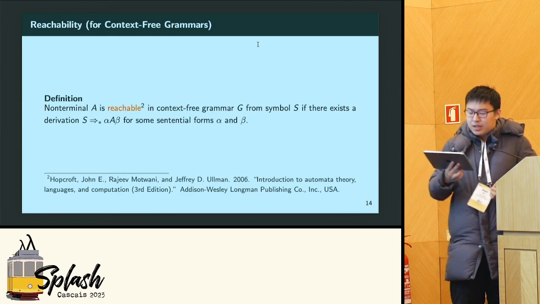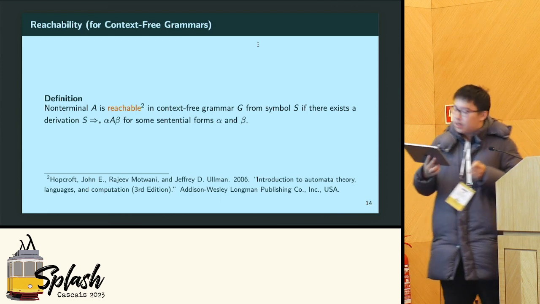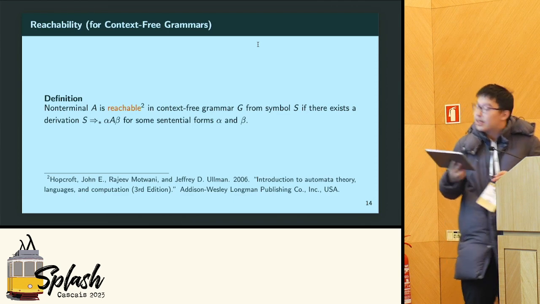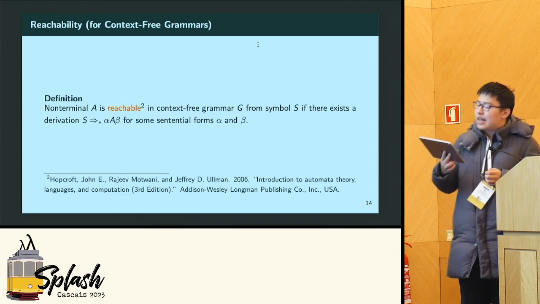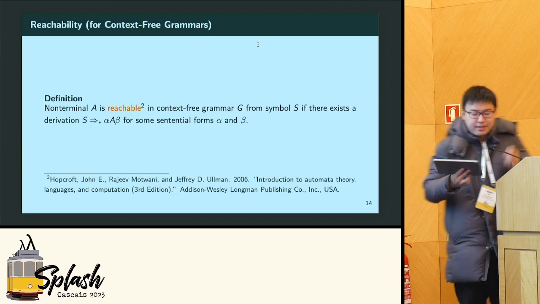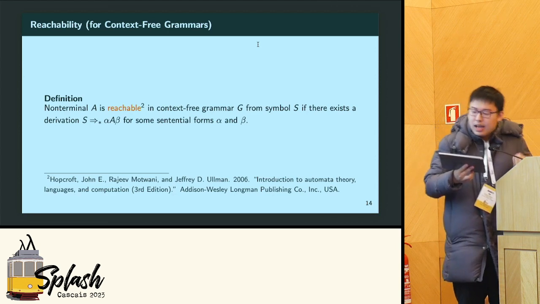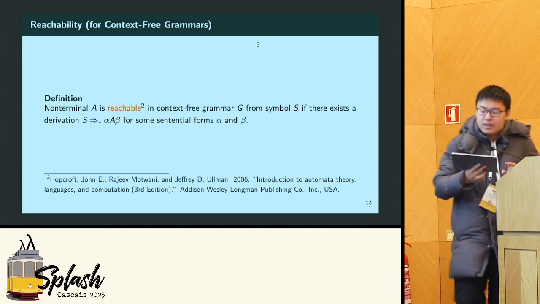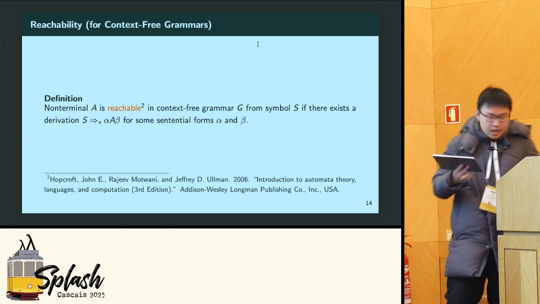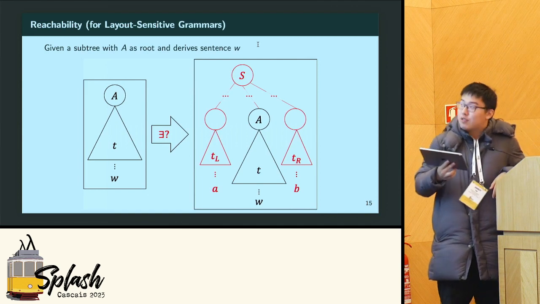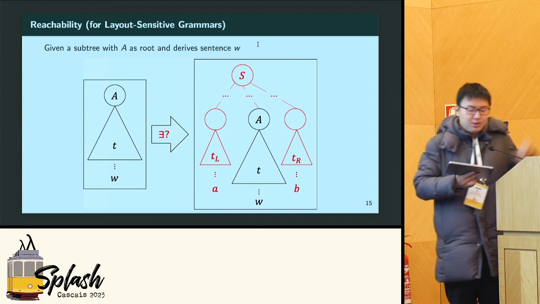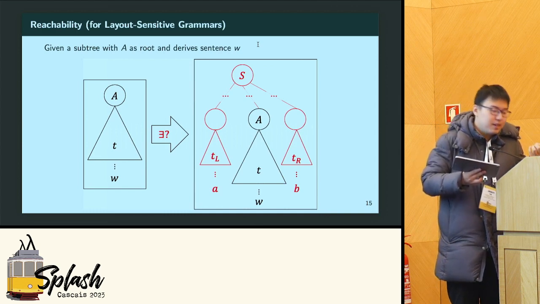A non-terminal X is reachable in the context-free grammar if there exists a derivation that starts from S and produces it. Note that when we define reachability here for context-free grammars, we do not consider a specific sentence W. That is because reachability for context-free grammars can be decided by the grammar structure alone. But that's not the case for layout-sensitive grammars, because whether a layout predicate is satisfied actually depends on the sentence that is currently being parsed.